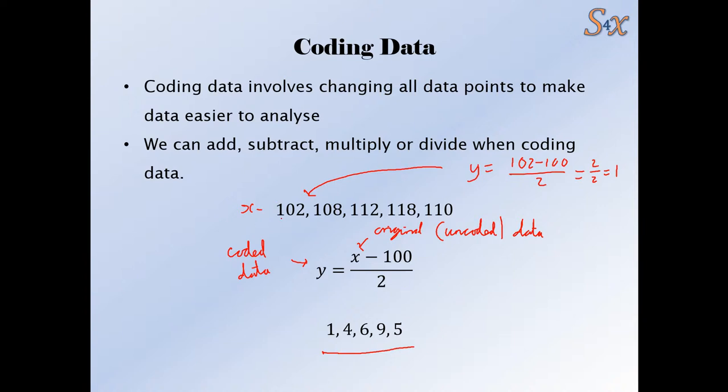Calculating the mean of this first set of data, the x's, is not difficult, but it'll take a bit longer. Whereas I could actually find the mean of this coded data in my head. If we add all these up, we get 25. Divide by 5, and the mean of that's 5. So you can see it just makes things often easier to analyze by coding the data.